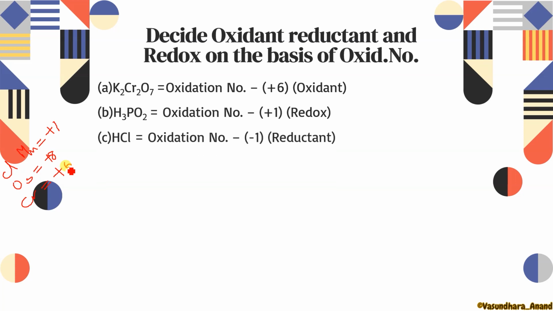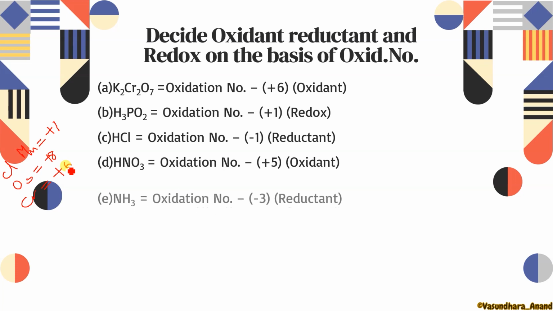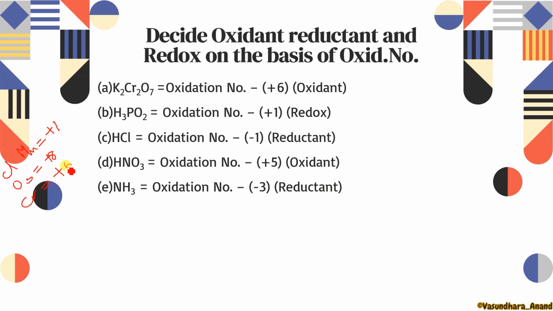HCl: if you find the oxidation number of Cl, it is -1, and it is the least, that's why it will act as a reductant. HNO3: if you find the nitrogen oxidation state, you will get +5, and +5 is the maximum oxidation state for nitrogen, so it will be an oxidant. Similarly, for ammonia, N is in -3. It is the least, that means reductant.